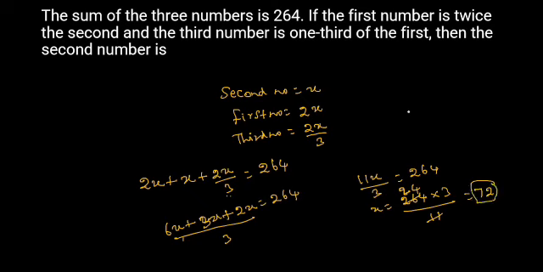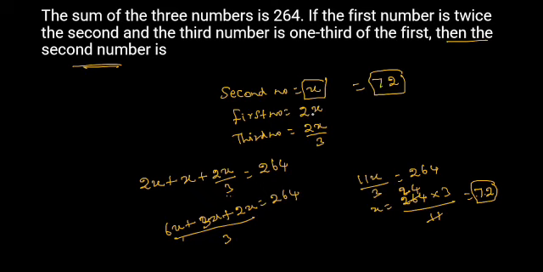Now the value is 72. Now what is the question that has been asked? What is the second number? You know that the second number is called x. Now the x value we have already found is 72. So the second number is actually 72. 72 is called the second number. So in this case the second number has been asked.